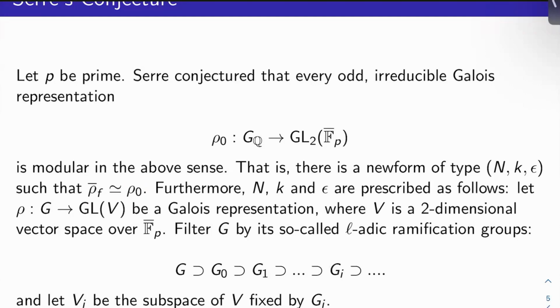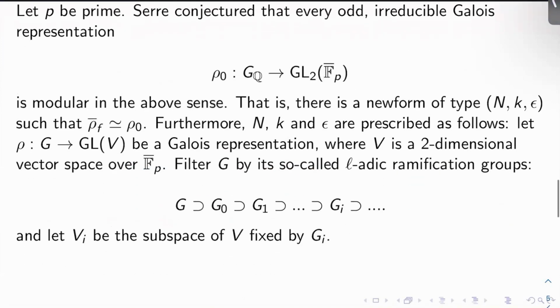And I'll say a little bit about n and epsilon here. K is a little bit more complicated. Let's let rho from G to GL(V) be a Galois representation where V is a two-dimensional vector space over F_p bar. You can filter G by its so-called L-adic ramification groups, so G0, G1, and so on. This is where things act trivially mod primes to various powers instead of just mod primes, okay? And then we'll let V_i be the subspace of V fixed by G_i, okay?